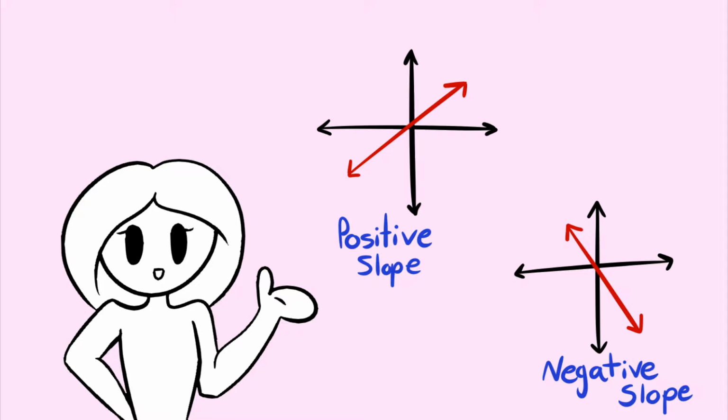Hey, my name is Rosa, and I'll be explaining how to tell a slope if it's positive, negative, zero, or undefined. If the line has a positive slope, then y always increases when x increases. A negative slope implies that y always decreases when x increases, and y always increases when x decreases. Here's an example of a positive and negative slope to give you a better understanding.